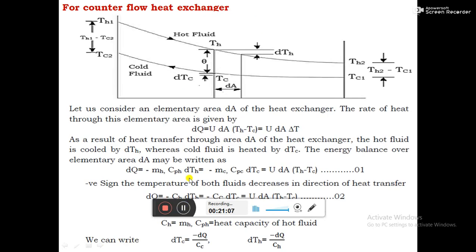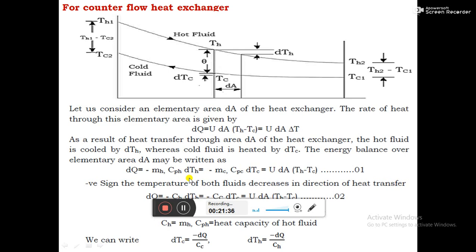Next, we are deriving the equation for a counterflow heat exchanger for the NTU method. In the NTU method, a counterflow heat exchanger is one in which the cold fluid and the hot fluid flow in different directions. Here you can see the hot fluid is flowing from left to right, and the cold fluid is moving from right to left.